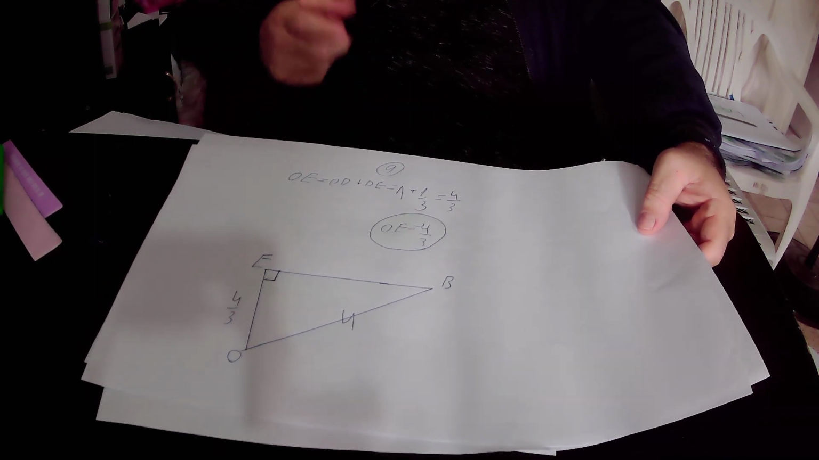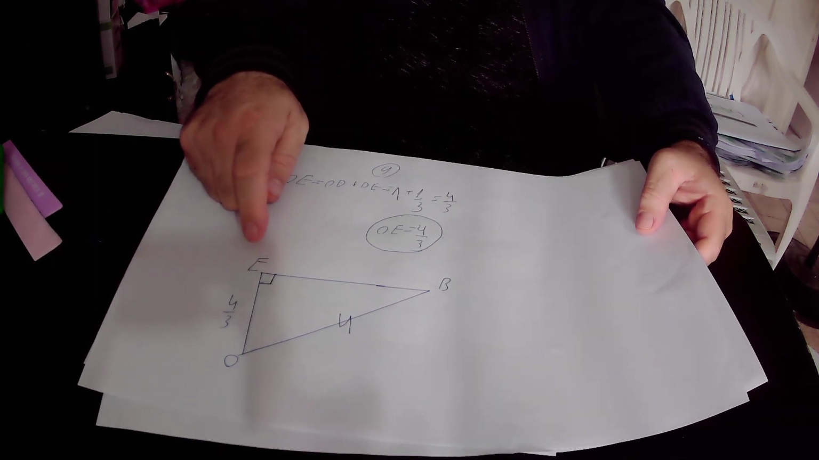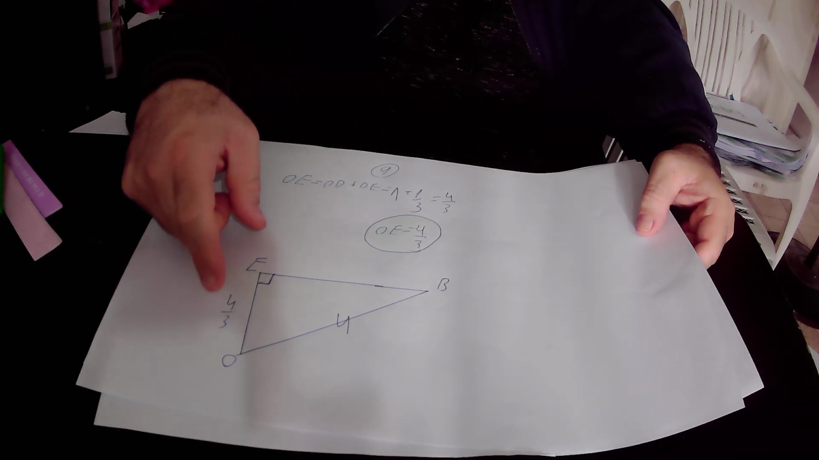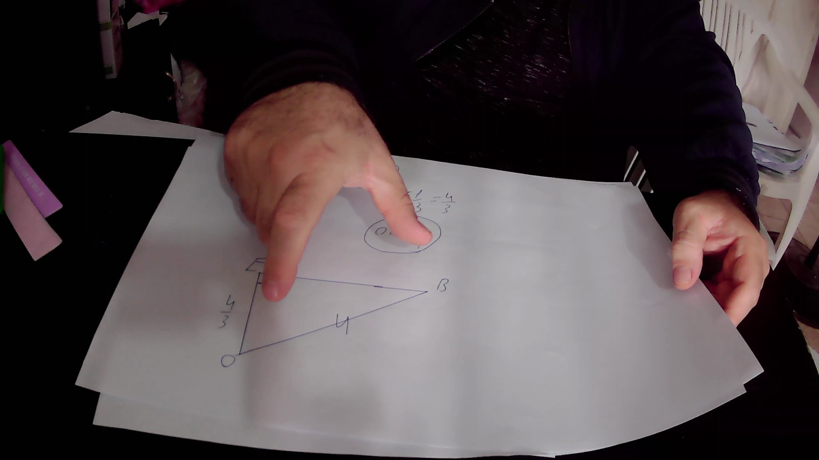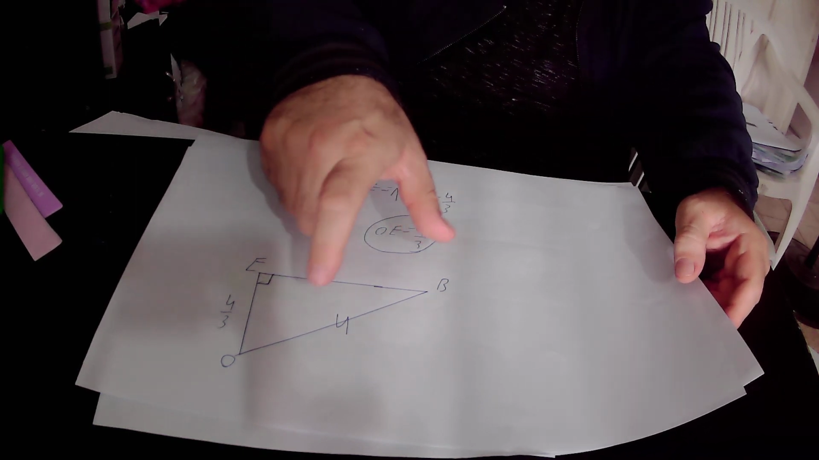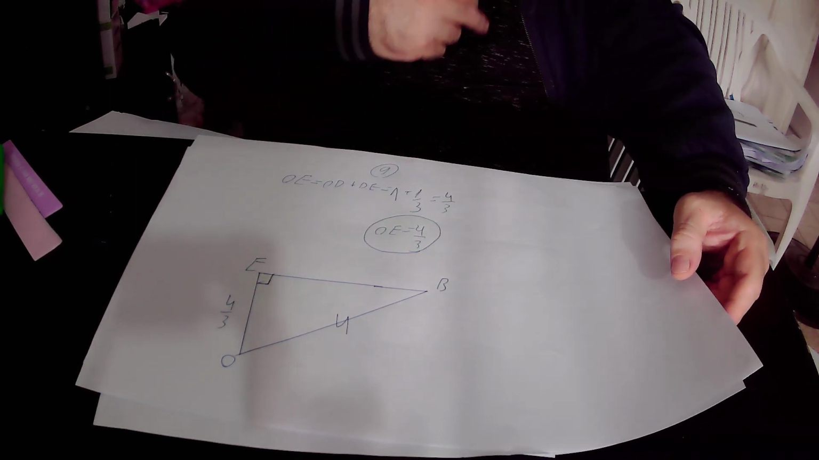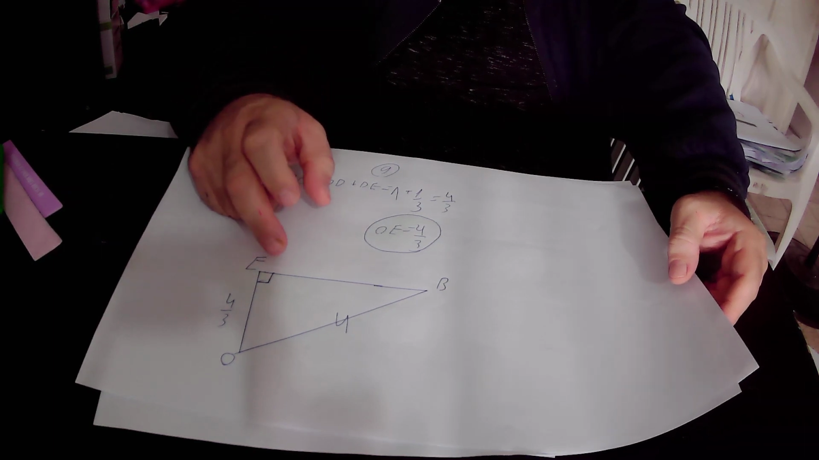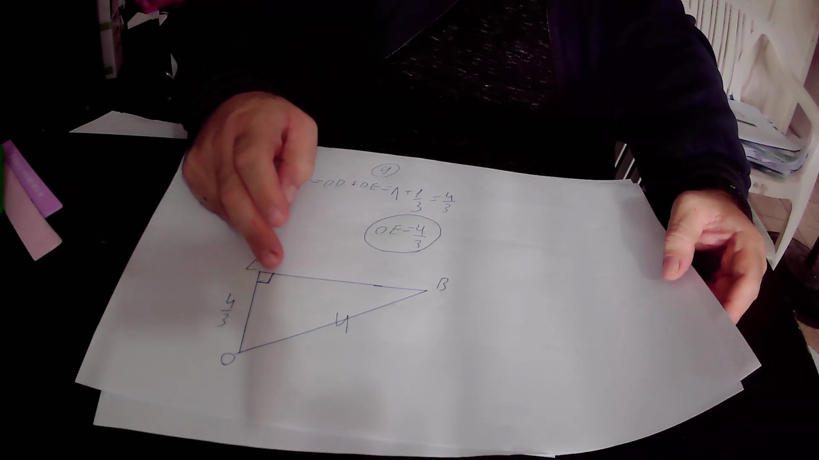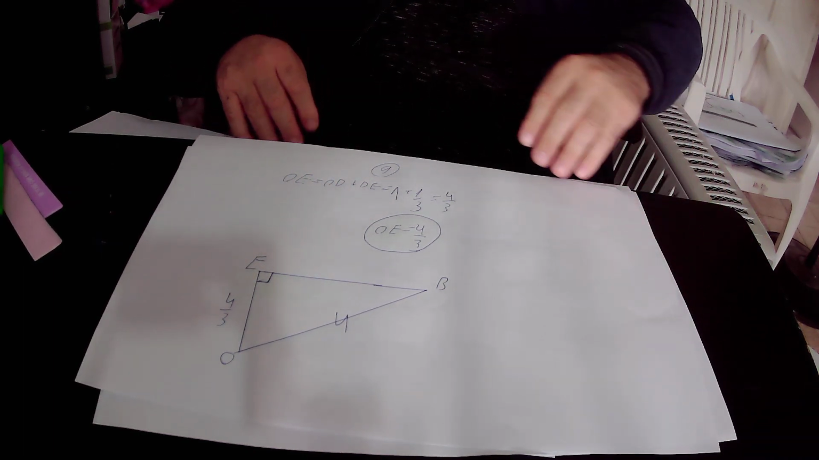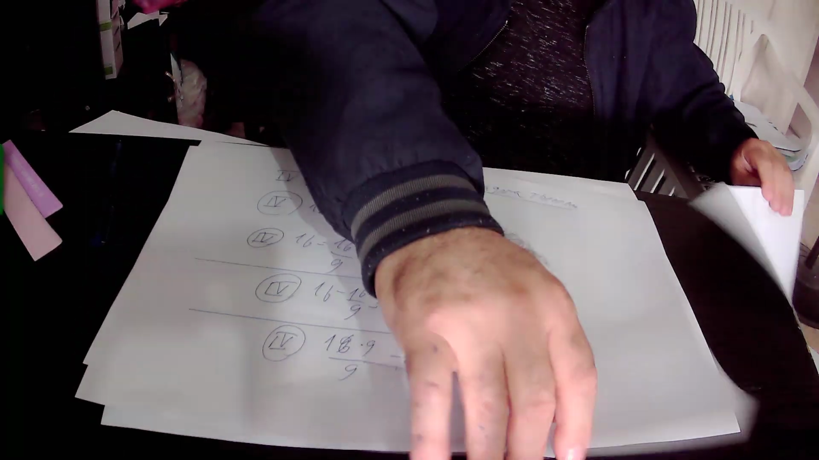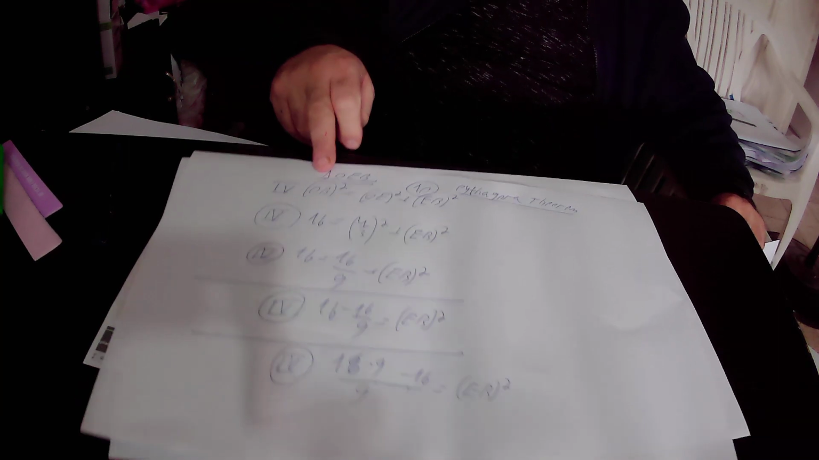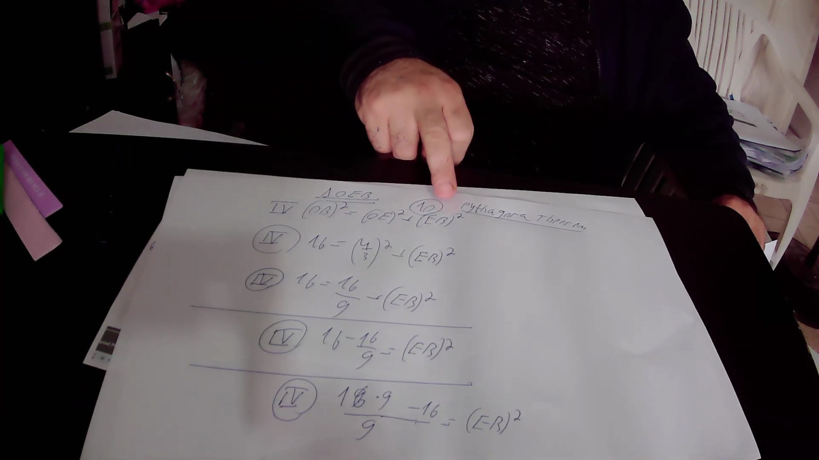So we can implement the Pythagoras theorem in the right triangle OEB. We have already found out that OE equals 4 over 3 units, and OB is the radius of the semicircle, therefore it equals 4 units. According to the Pythagoras theorem in the right triangle OBE, OB squared equals OE squared plus EB squared.